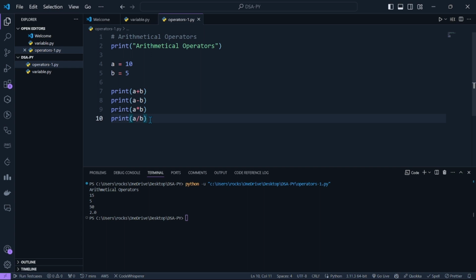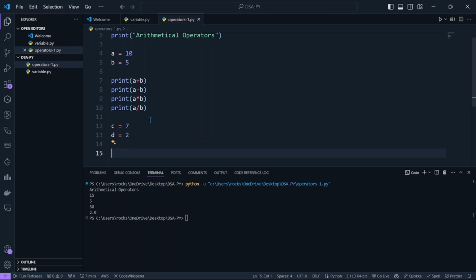Now we will perform the three remaining operators in arithmetic operators. For that I am going to create two other variables. Let's suppose c is equal to 7, and let's suppose d is equal to 2.